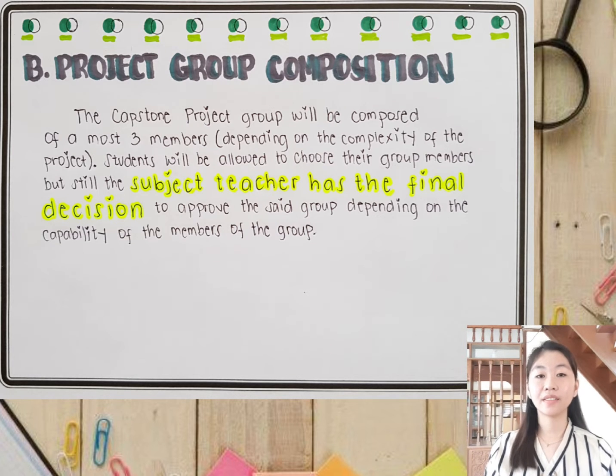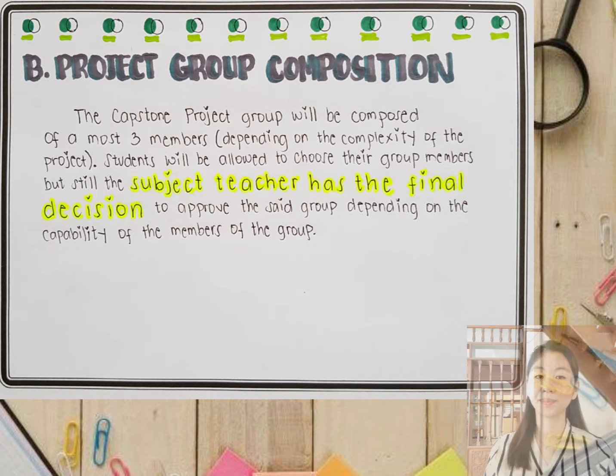The capstone project group will be composed of at most 3 members depending on the complexity of the project. Students will be allowed to choose their group members, but still, the subject teacher has the final decision to approve the said group depending on the capability of the members of the group.